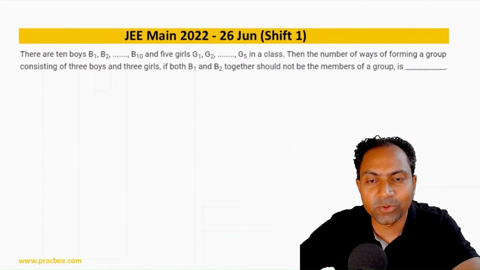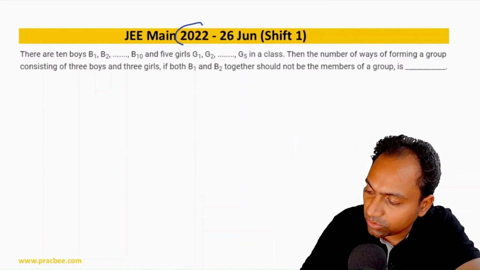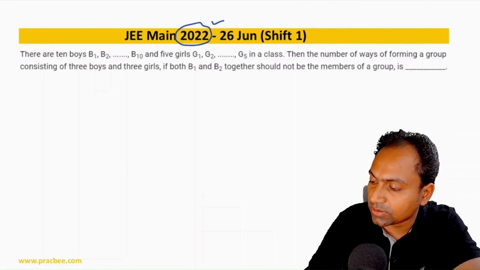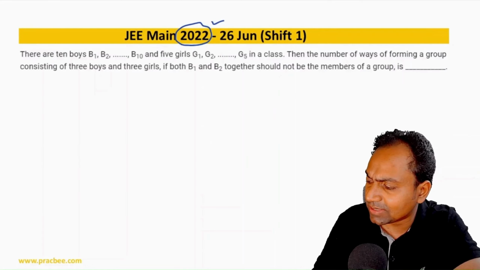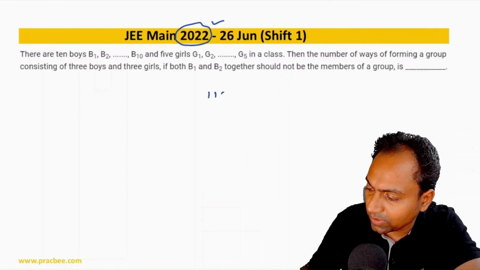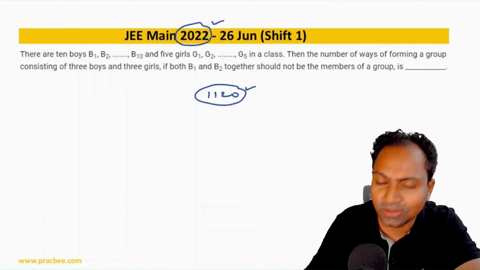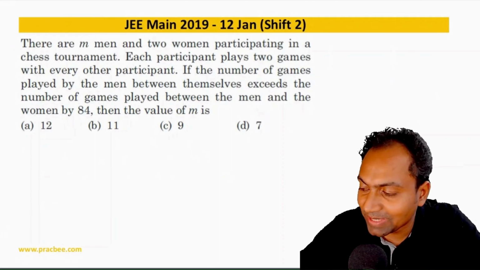Now, a similar kind of question has again been asked in 2022. So it is a repetition of the 2019 question. You can see a little bit of data is changed. The answer of this question comes out to be 1120. You can check out this question. Again, a similar kind of question has been asked in 2019.